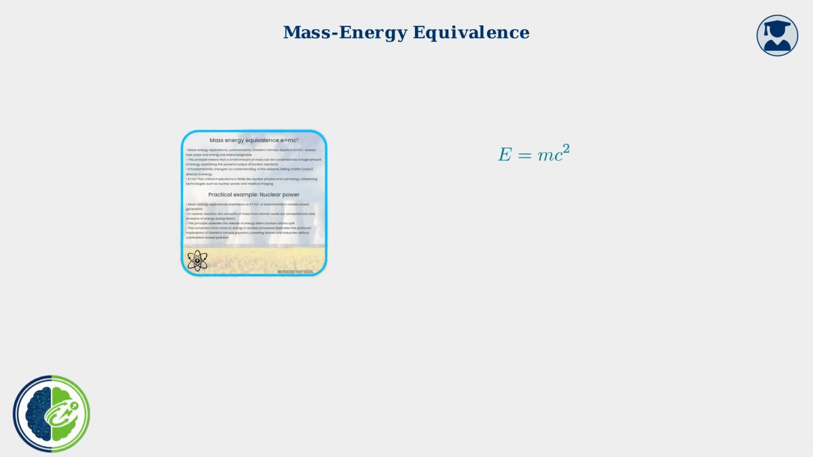Einstein's most famous equation, E equals mc squared, reveals the profound relationship between mass and energy. This equation shows that mass and energy are interchangeable, with enormous implications for nuclear physics. In nuclear reactions, a tiny amount of mass converts to enormous energy. Nuclear power plants harness this principle, where the conversion of just 1 gram of matter releases energy equivalent to burning thousands of tons of coal.